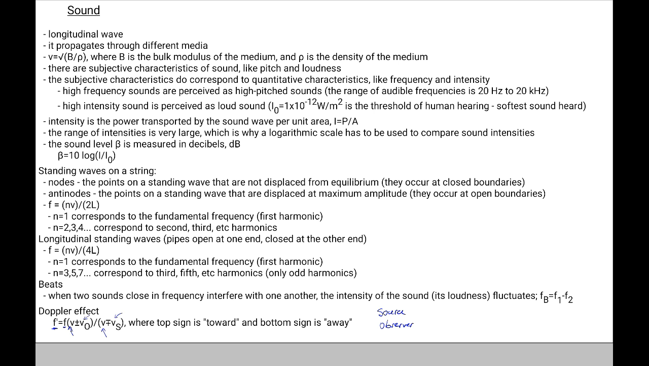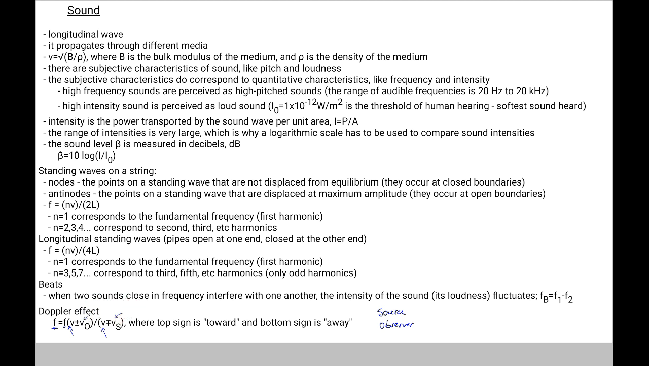So there are 4 situations. We can have the observer moving toward or away from a stationary source, or we can have a source moving toward or away from a stationary observer. But if we combine the entire equation, we end up with something that looks like a monster. So we have V plus or minus V observer divided by V sound minus plus V source.